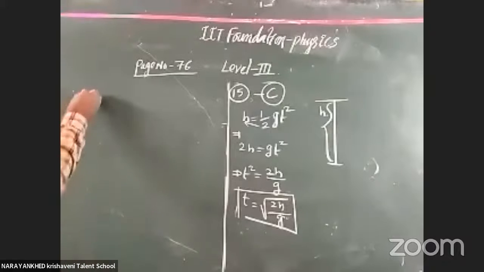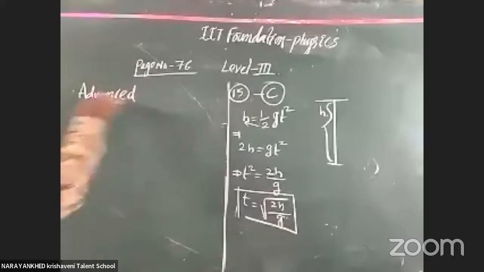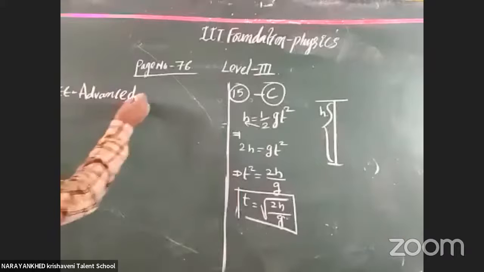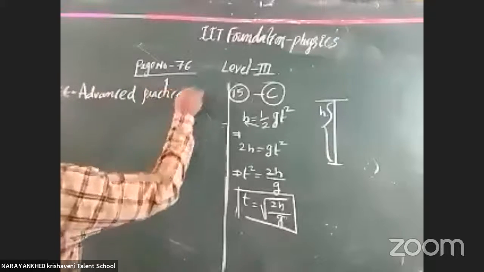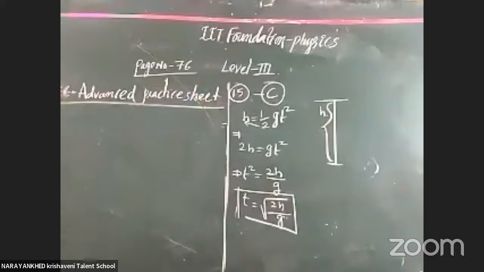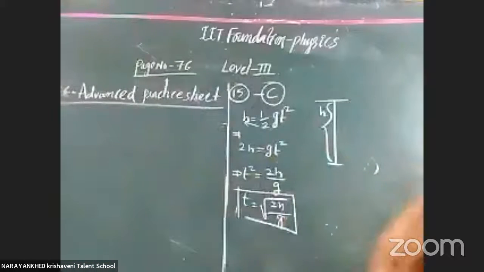Now there is the advanced practice sheet. One second. In the first question, the assertion and reasoning page is there.